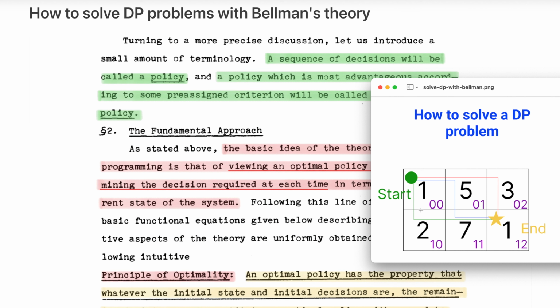I can have multiple policies. For example, instead of going right, I'm gonna go down. So I can go down, right. And the collection of down, right decisions is my policy number 2. I can have another policy, that is the blue line here. Policy 3 contains the following decisions: right, down, right. And that's all the policies I can have for this particular DP problem. So to go from start to end, I can have 3 policies. That's the same as 3 different paths.